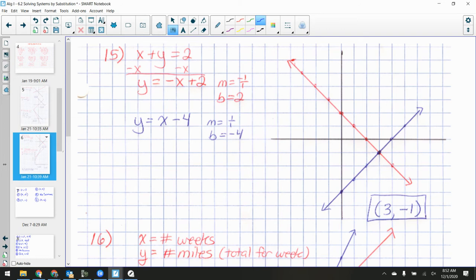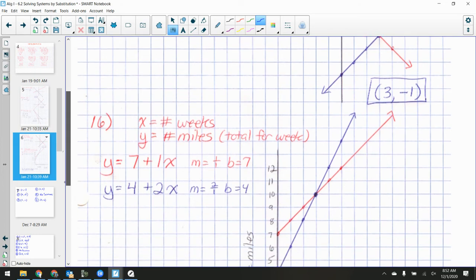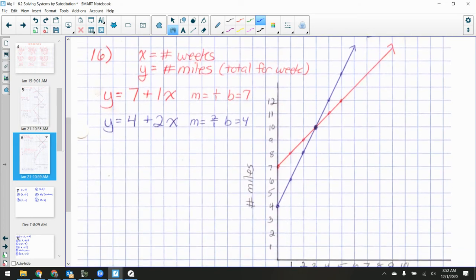So number 16 was a word problem. We didn't really talk through any word problems the last week, but this one was still not too bad. X was weeks and Y was the number of miles, right? So the first one started out at 7 miles and was going 1 mile a week. The other started at 4 miles, and X is weeks. So 7 miles and then 1 mile per week, and then 4 miles and then 2 miles per week. So how long would it take for them to reach the same amount of miles? That's what we're looking at here, right?